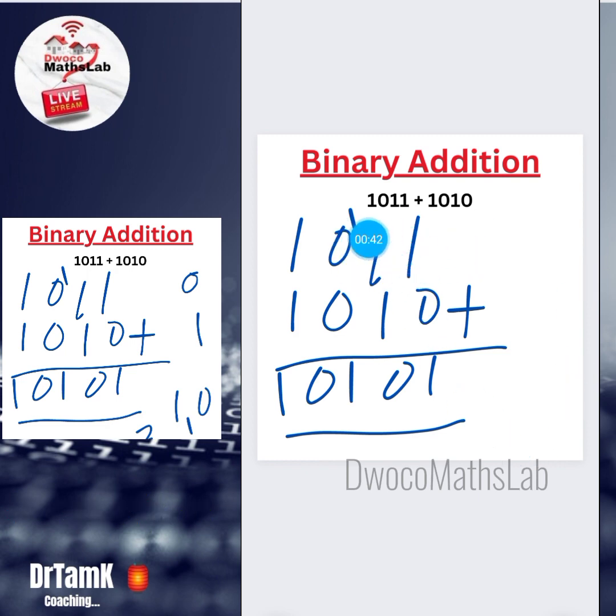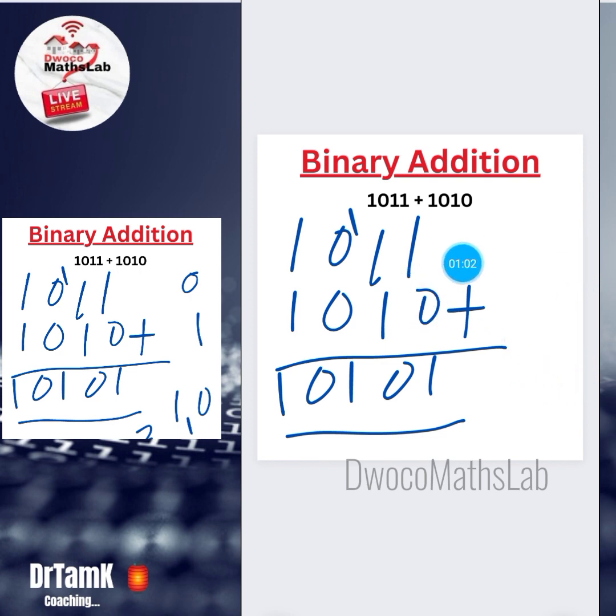Let's assume we want to add 1011 plus 1010. Please, when I say "not", it means 0. So if you are to add 1011 plus 1010, what would be our result? In binary, you add your values up to get your final result.